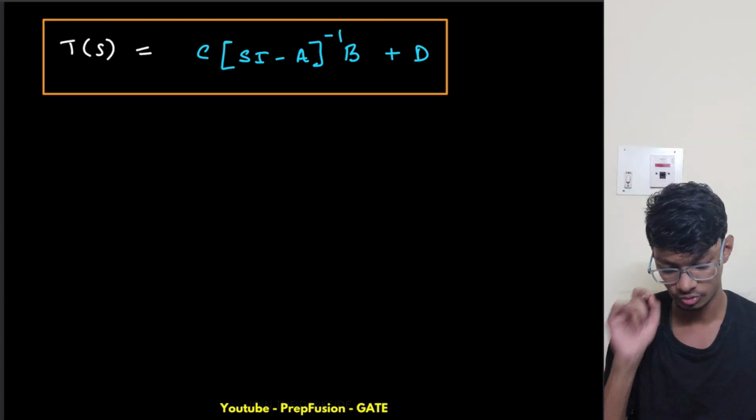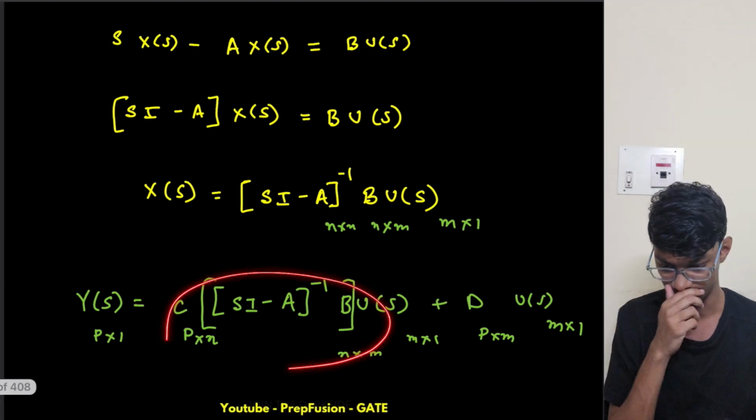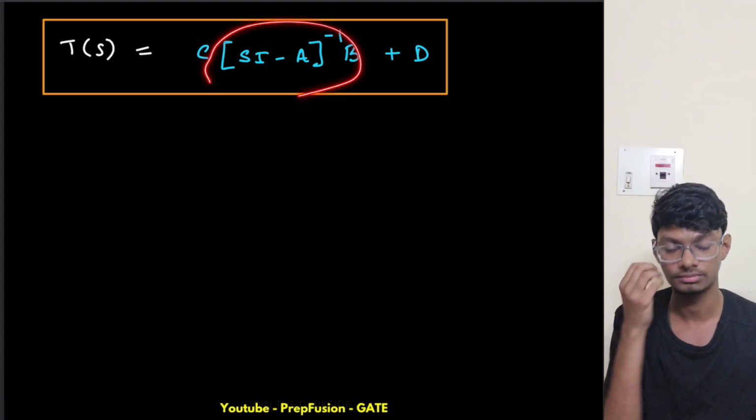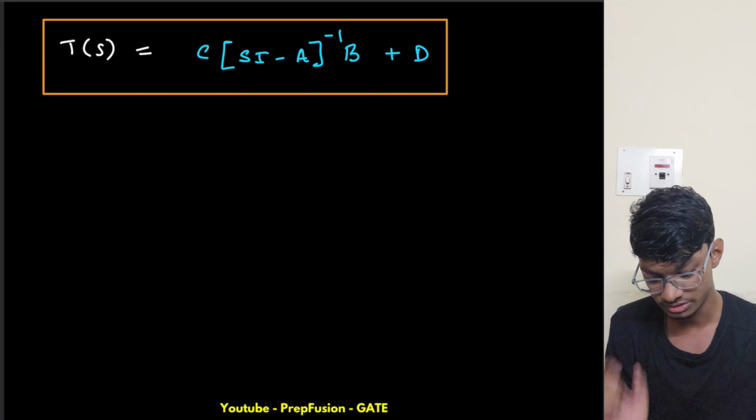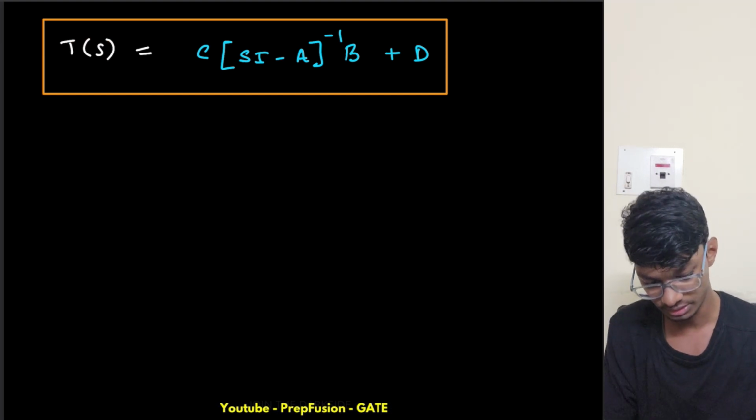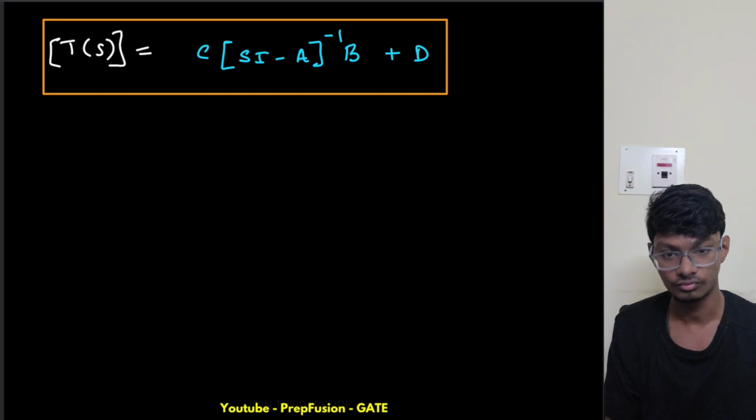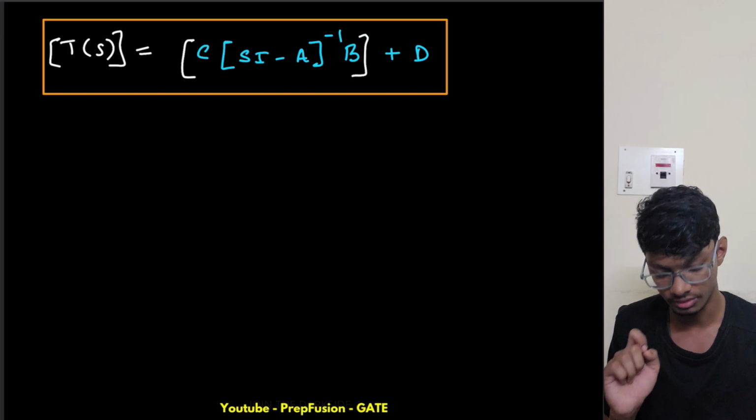You have to remember this no matter what. Also remember the orders, because this is not just a single element. There can be many values, many rows and columns. The transfer function can have many rows and columns, so it is in matrix format. So what is the order of the transfer function?